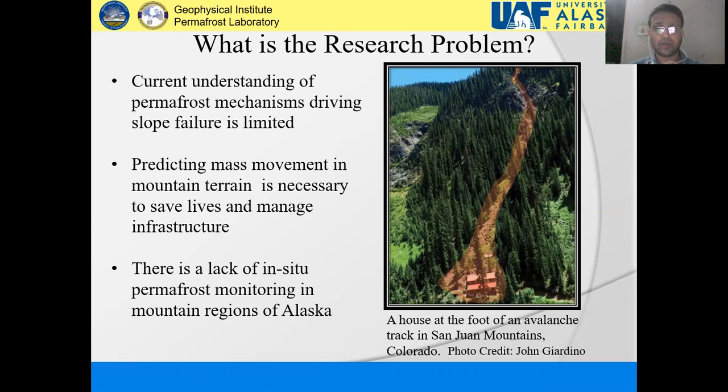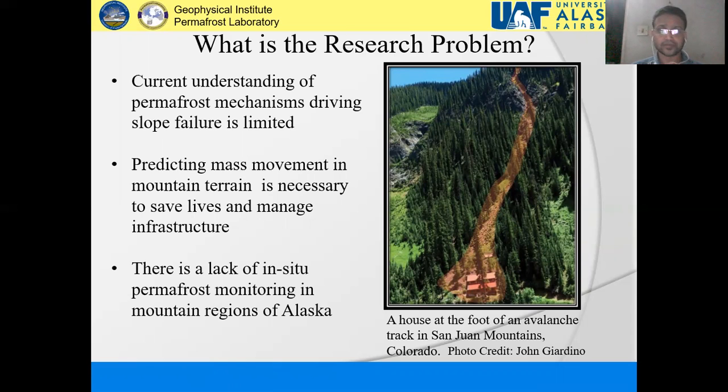A major drawback in permafrost research within Alaska is the sparse in situ monitoring of permafrost-rich slope sites. I will tackle this shortcoming by starting a long-term slope monitoring program by establishing a robust network of sites across Alaska.